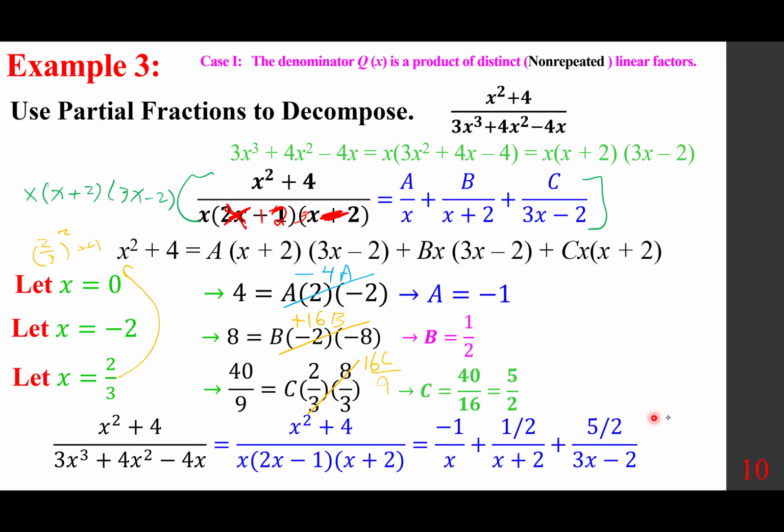So, to recap, you factor this completely. And this is case number one, where every factor is linear and nothing is being repeated. Then you say this can be decomposed into A over X, B over X plus 2, C over 3X minus 2. Sometimes they say A1, A2, A3, it doesn't matter.